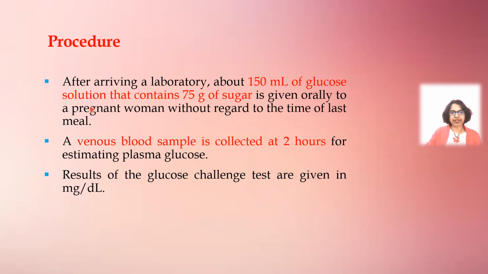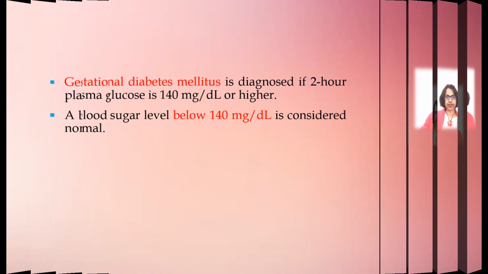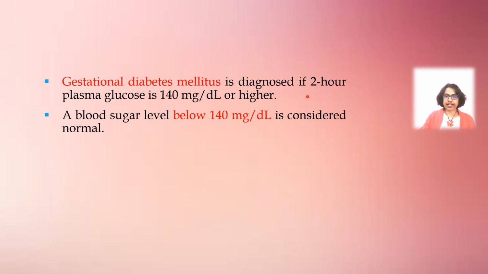So what is the procedure here? After arriving at the laboratory, about 150 ml of glucose solution that contains 75 grams of sugar is given orally to a pregnant woman without regard to the time of the last meal. A venous blood sample is collected at 2 hours for estimating plasma glucose. Results of the glucose challenge test are given in milligram per deciliter. Gestational diabetes is diagnosed if the 2-hour plasma glucose is 140 mg per deciliter or higher. A blood sugar level below 140 mg per deciliter is considered normal.